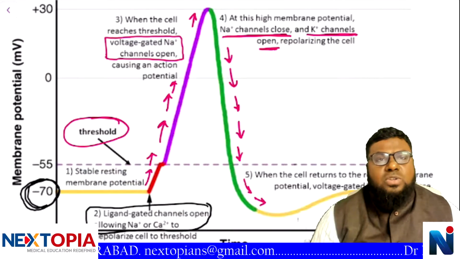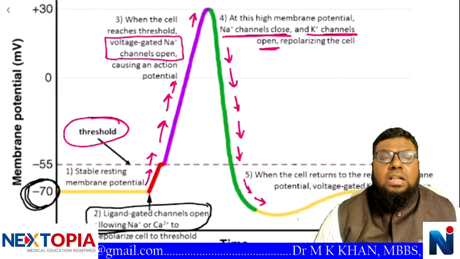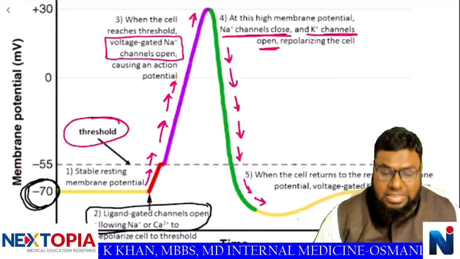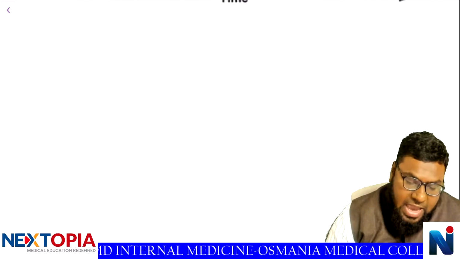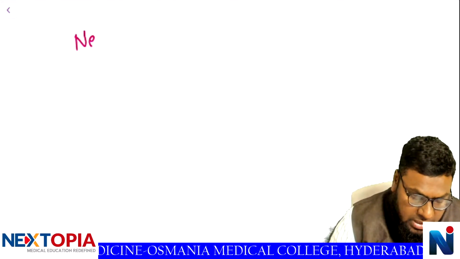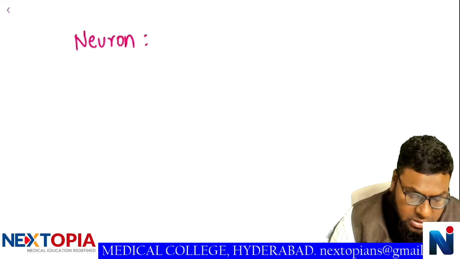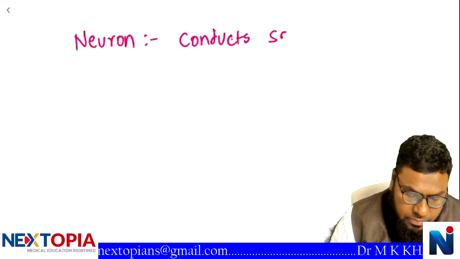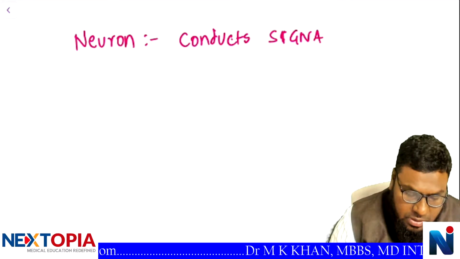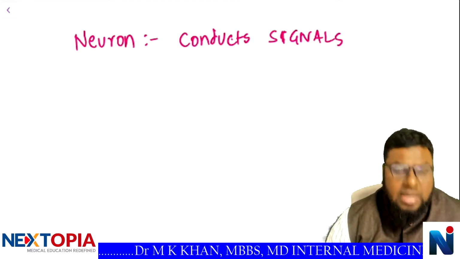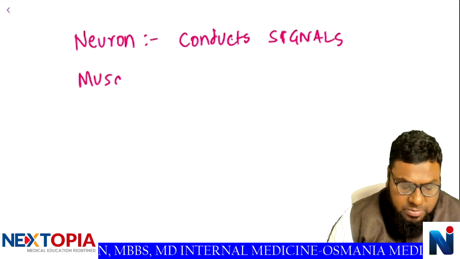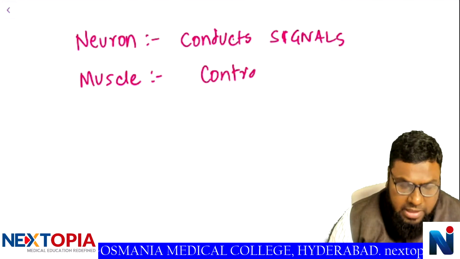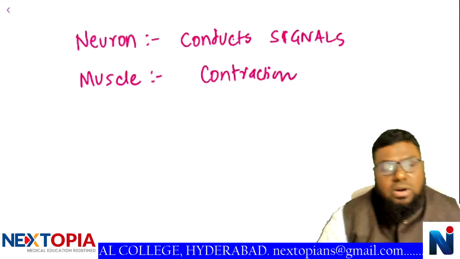So what is the purpose of this? What is the function of this action potential? In a nerve, the action potential serves the important function of conduction of neuronal signals. Whereas in a muscle, the action potential is responsible for bringing about muscle contraction, hence the activity to initiate muscle contraction.